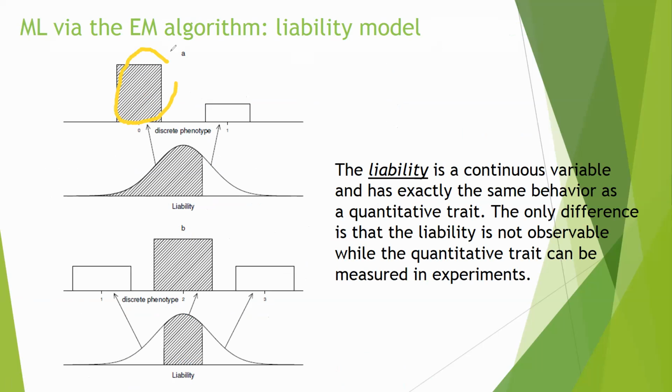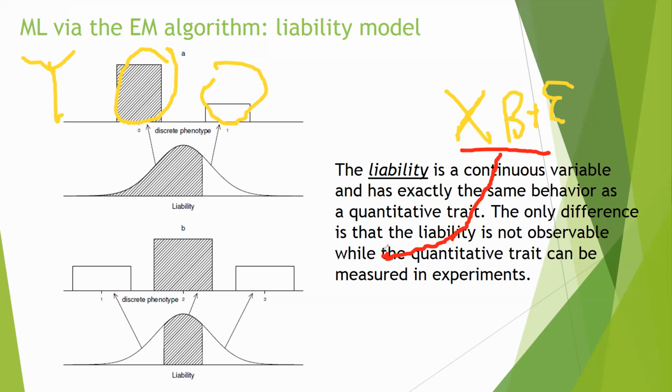We have this and this, and this is Y. And we have the genomic data, which is this, the regression model. The key point here is we try to find the association. We try to link this with this.